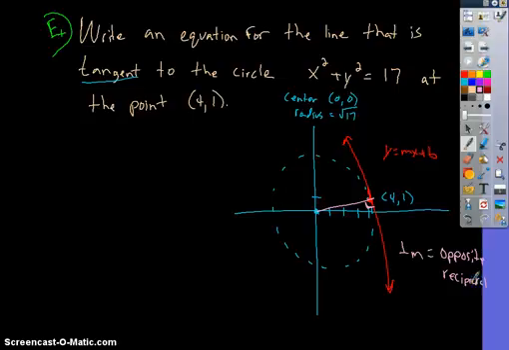Opposite reciprocal slopes. So if I want to find the slope of this line, it's pretty easy. We want rise and run. So what is the rise and run from this point to that one? Well, I ran over 4. I rose 1. So my rise over run for this line is 1 over 4.